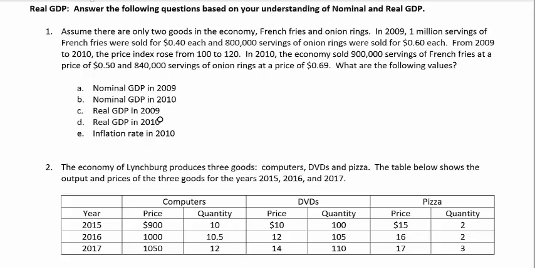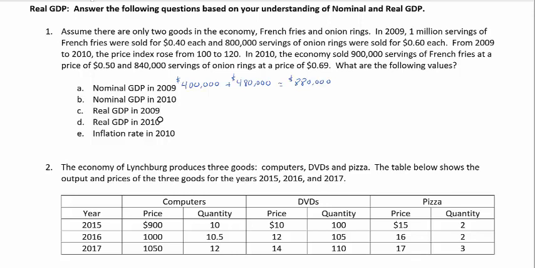So the nominal GDP in 2009 is simply the value of what is produced times that year's prices. So the million servings of French fries at 40 cents each is 1 million times 40 cents, which gives us $400,000 worth of French fries. We're going to add to that how many onion rings were produced at 60 cents each. So 800,000 times 60 cents is 480,000. So when we add those together, we get 880,000, and that is our nominal GDP for 2009.